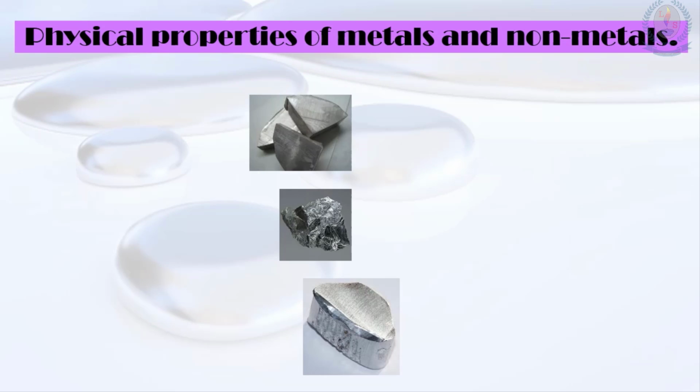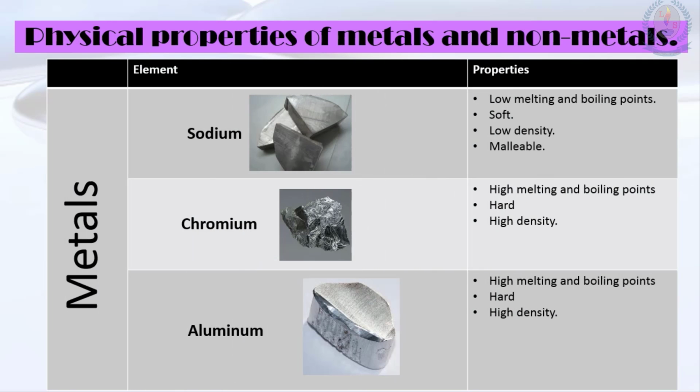Okay children, now we are going to learn about some physical properties of metals and non-metals using a table. Here I have given some examples of metals and their properties. The first metal that we are observing is sodium. You can see this is an image of sodium, and sodium has low melting and boiling points, and it is very soft. Sometimes we can cut it with a knife easily, and it has a low density and is malleable.